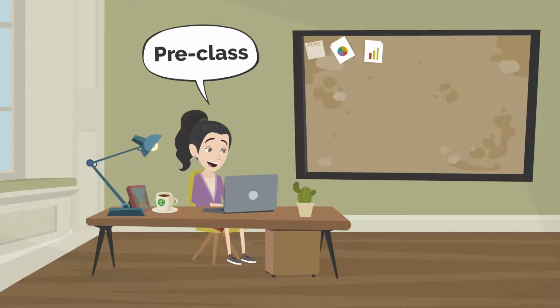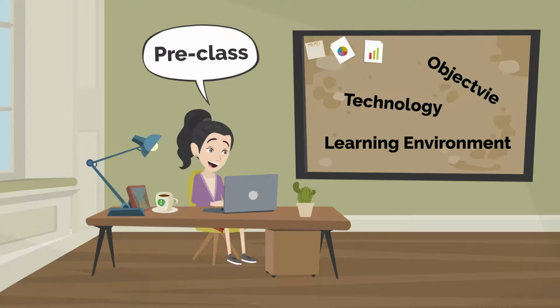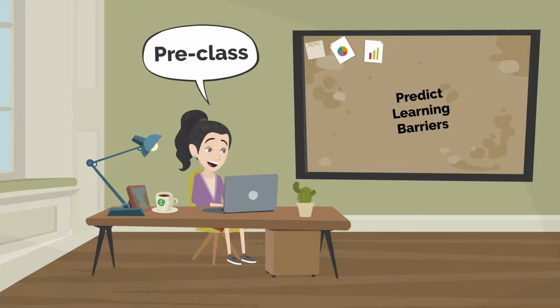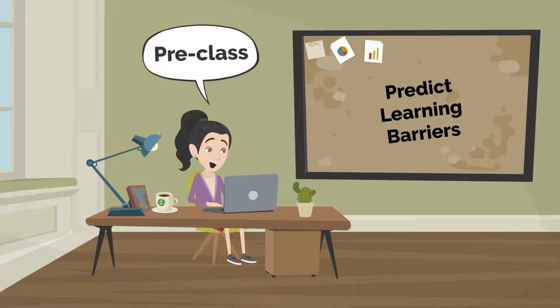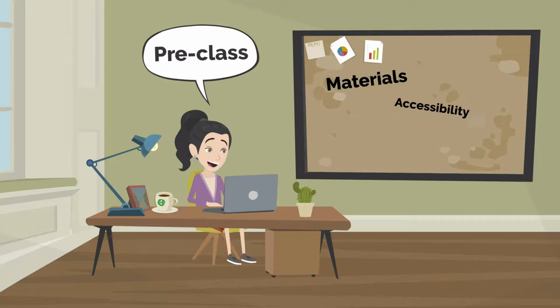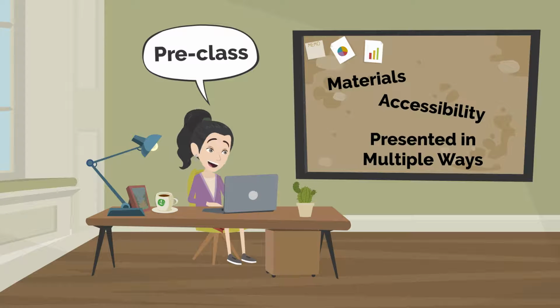Before the lesson, you need to identify the course objectives, the technology to be used, and the learning environment to be accessed. Next, predict students' barriers to learning, such as lack of understanding of course tasks and materials, and then use current resources to support and address these issues. Then make sure all learning materials are accessible and the information is presented in a variety of ways.